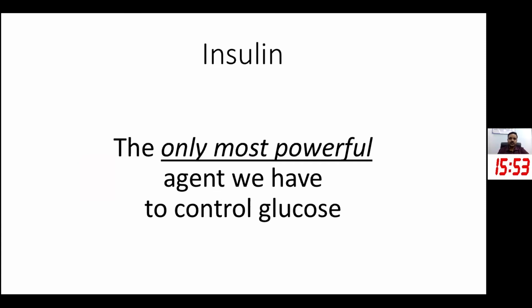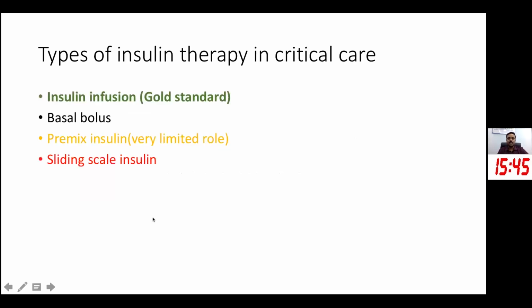Now, what should be used in ICU? It's nothing but insulin, nothing we can use for glycemic control other than insulin. It is the most powerful agent we have to control blood glucose. What are the types of insulin therapy in critical care? Insulin infusion is the gold standard. Almost all the guidelines have recommended that.